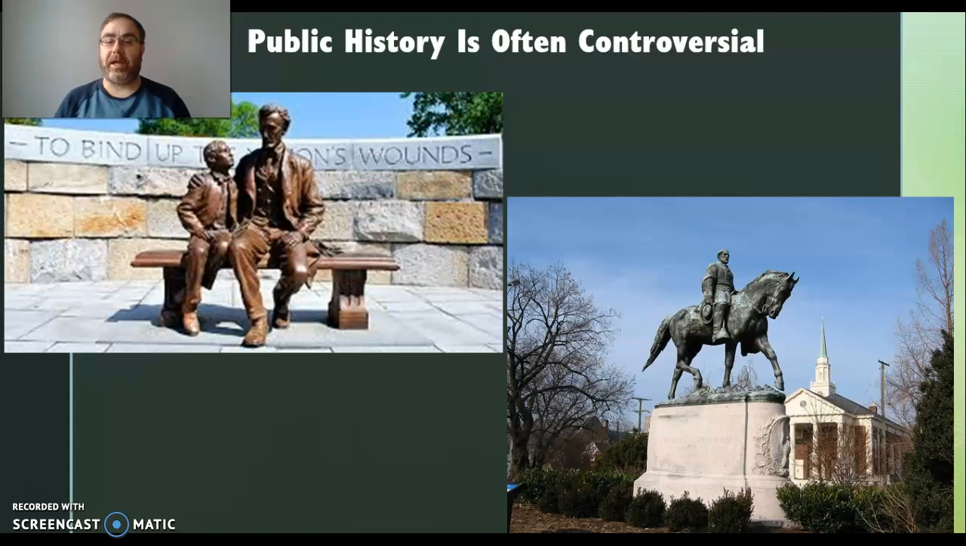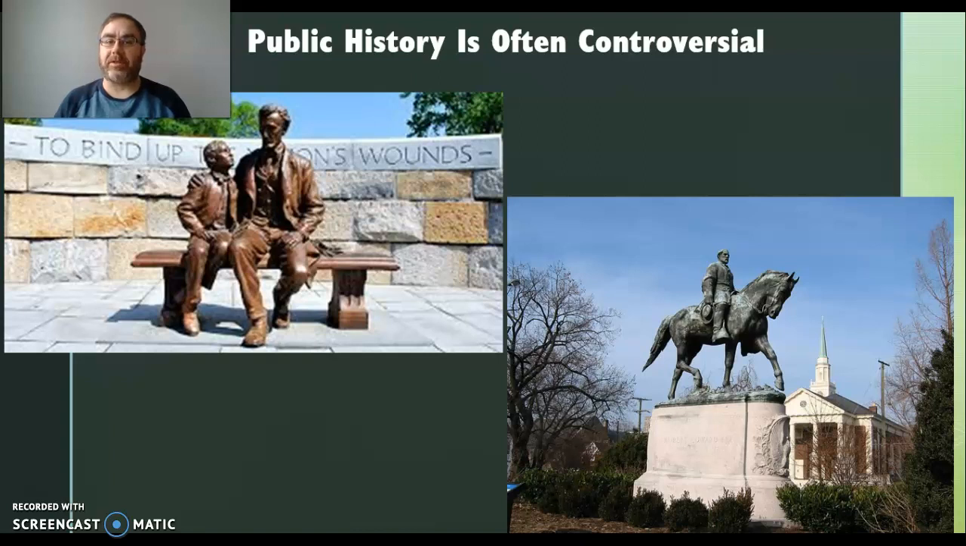In the lower right hand is a statue in Charlottesville, Virginia, of General Robert E. Lee, the commander of Confederate forces during the American Civil War. And both of these monuments have been very controversial at different times. Both of them have been celebrated by certain members of the general population, while other members of the population have called for both of these monuments to be removed or taken away.